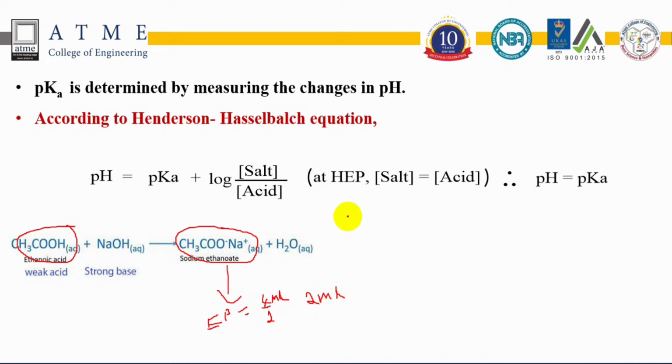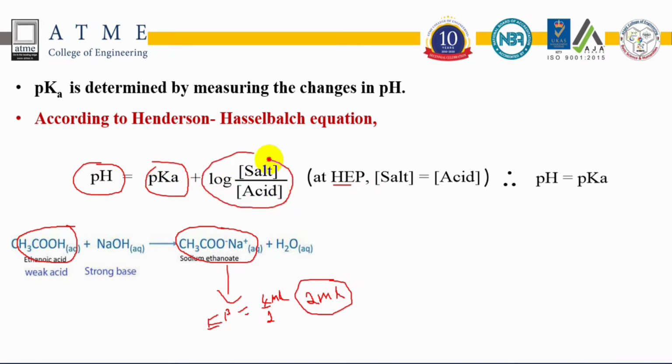By measuring half equivalence point, at half equivalence point, pH will be equal to pKa, right? So this whole part will be 0. How? Salt is 1, acid is equal, so log 1 becomes 0, right? At half equivalence point, whatever the pH measured will be equal to pKa. Now in order to measure half equivalence point, we need to measure equivalence point.